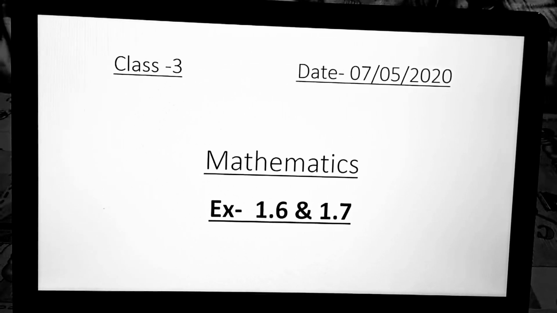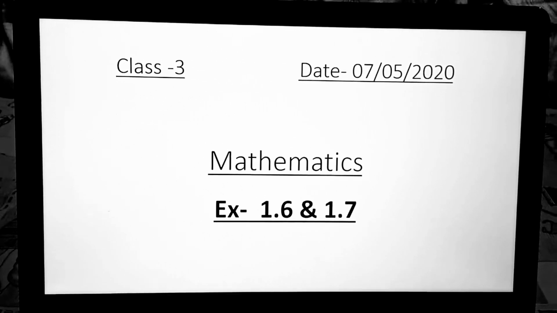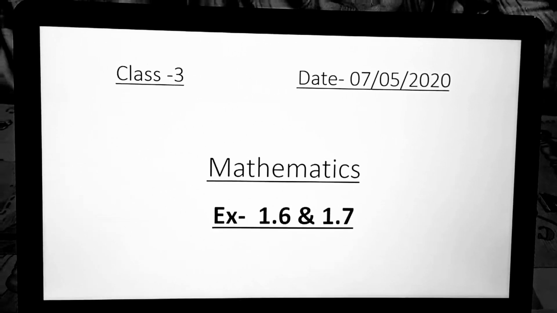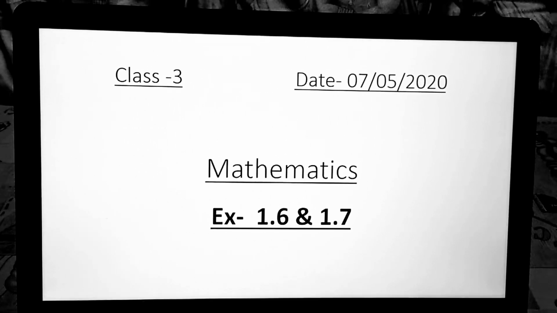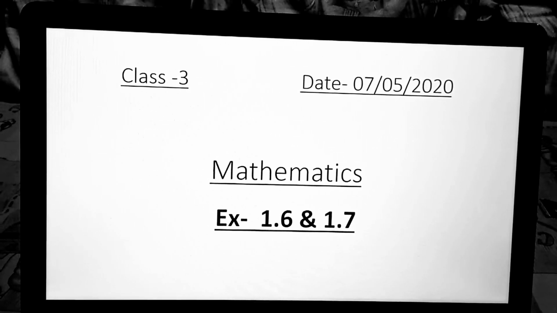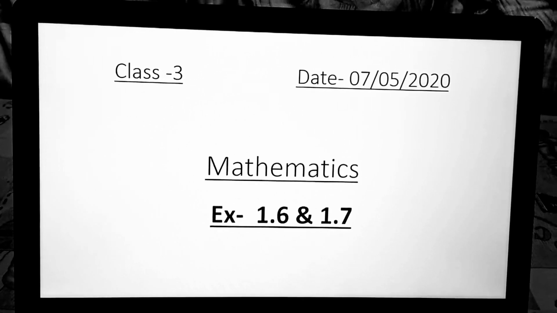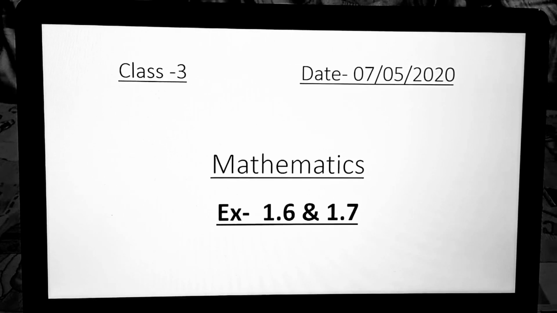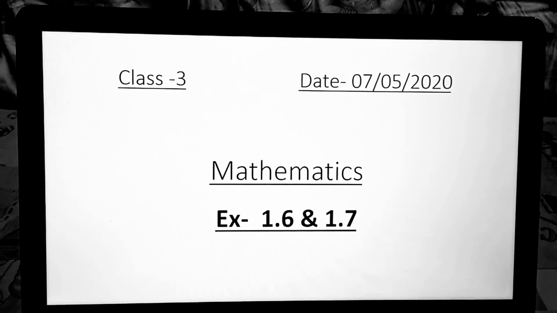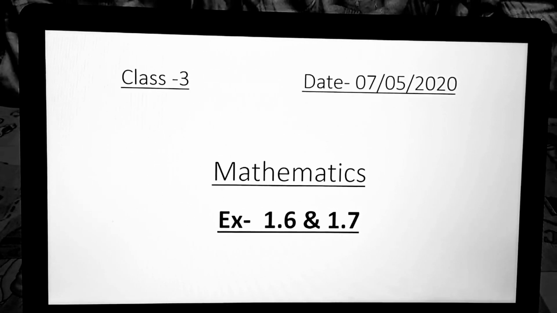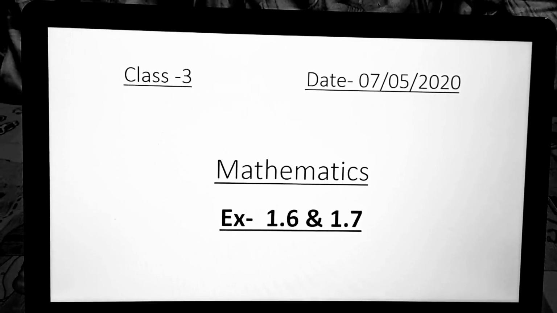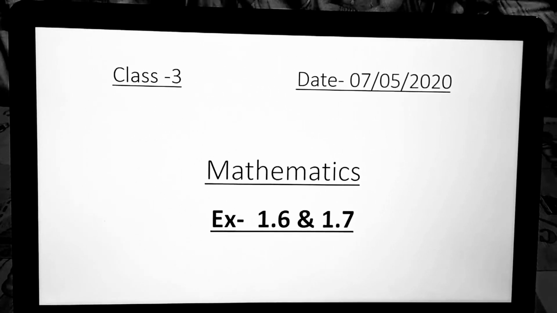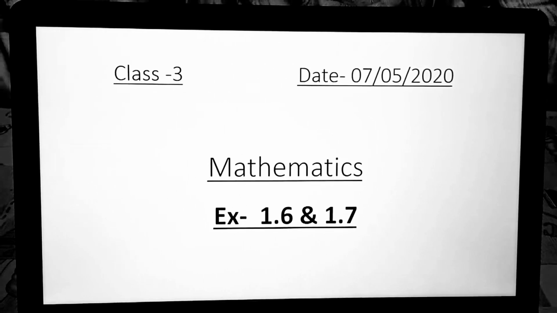Good morning, children. Today in this class, we will do the next exercise, that is exercise 1.6 and exercise 1.7. In exercise 1.6, we will deal with ascending order and descending order. Already we have done these things in our previous exercises. Now we will do it with 4-digit numbers. Let's start.